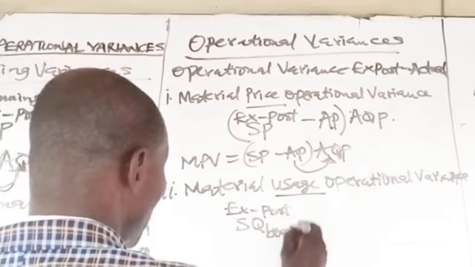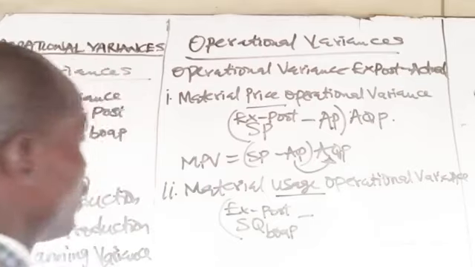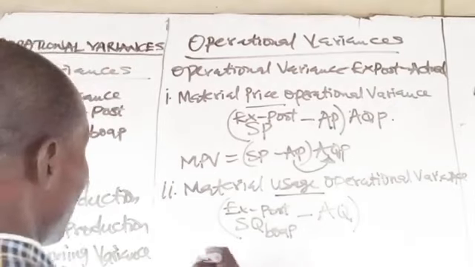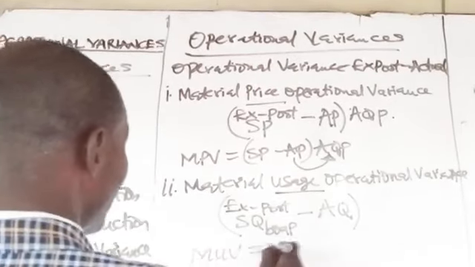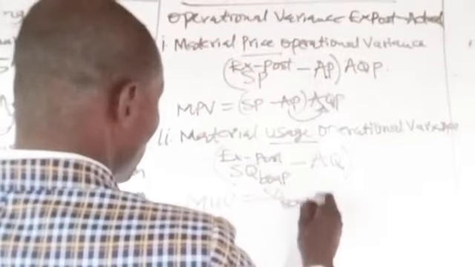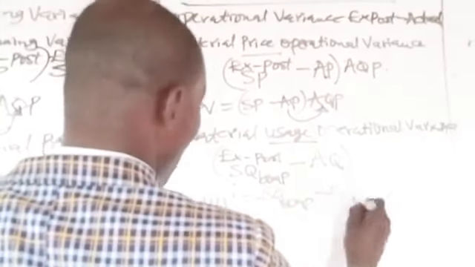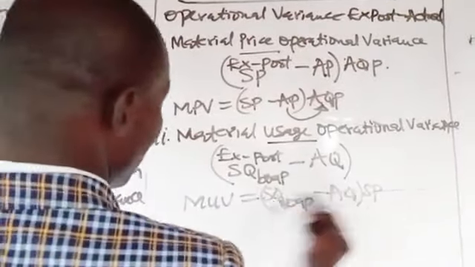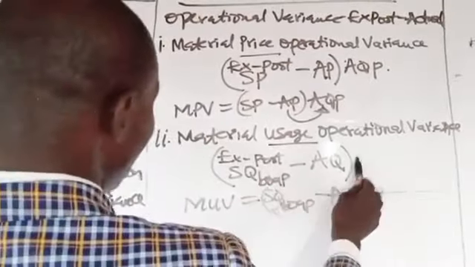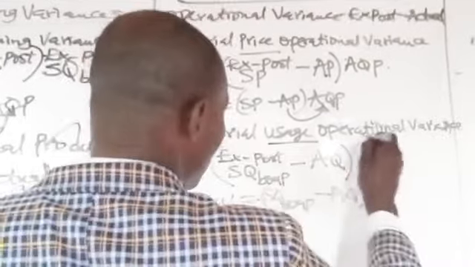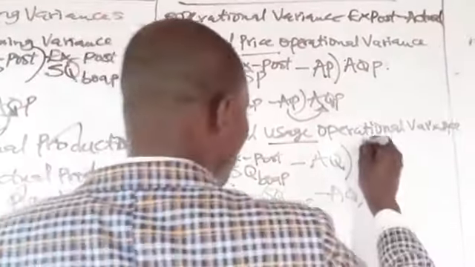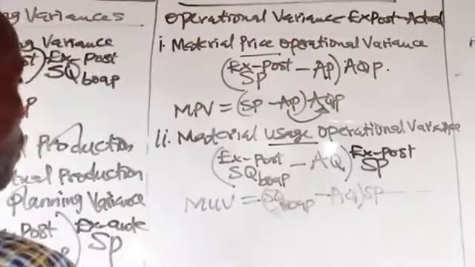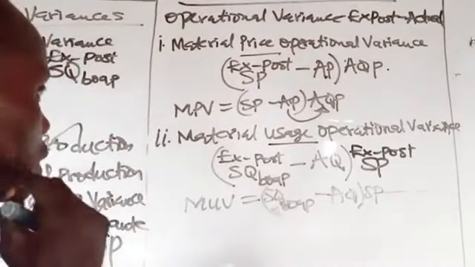minus actual quantity, multiplied by, in your traditional material usage variance, standard quantity based on actual production minus actual quantity multiplied by standard price. So what you have here, the standard quantity, standard price, will determine the weight, which will be the ex post standard price. That is for material usage operational variance.